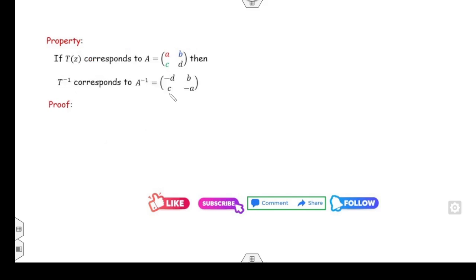Look at the second property. If you have the matrix representation A corresponding to the Mobius transformation T of z, then you can find the T inverse corresponding to the matrix representation A.